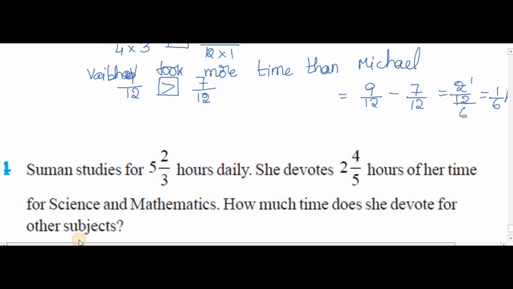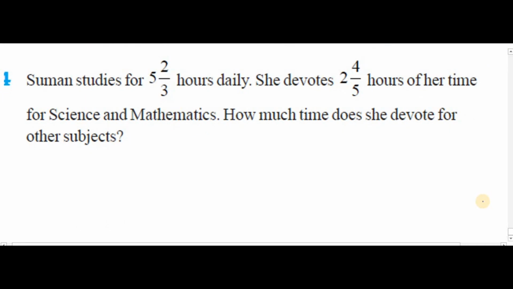So this question, Suman studies 5 2 by 3 hours daily. She devotes 2 4 by 5 hours of her time for science and maths. How much time does she devote for other subjects? So actually that girl spends 5 2 by 3 hours every day on studies. Out of that, 2 4 by 5 hours she considers only maths and science. And now for other subjects, how much time is she going to give? Of course we can do simple subtraction. 5 2 by 3 minus 2 4 by 5.